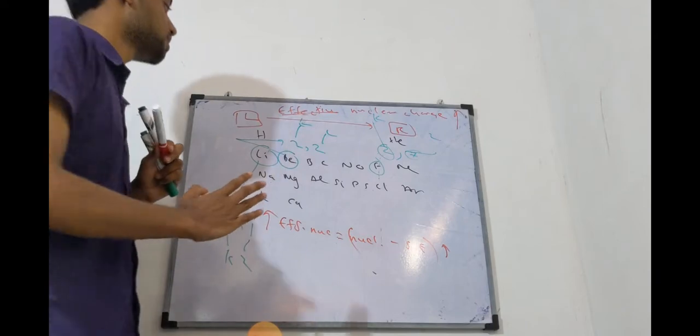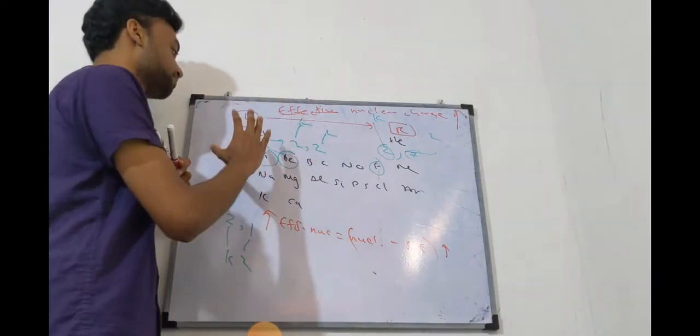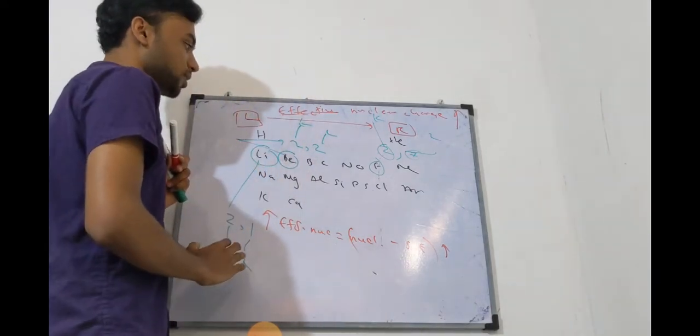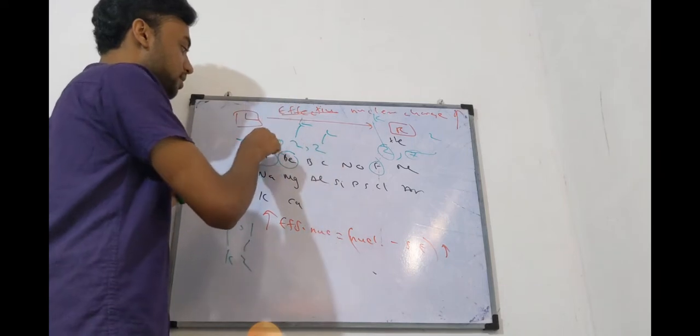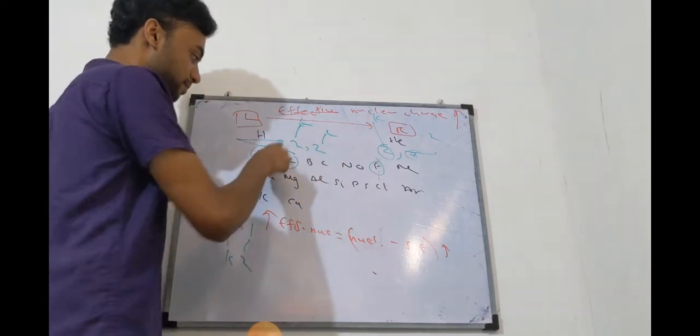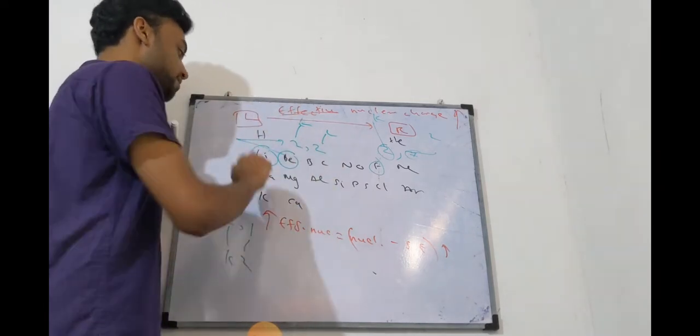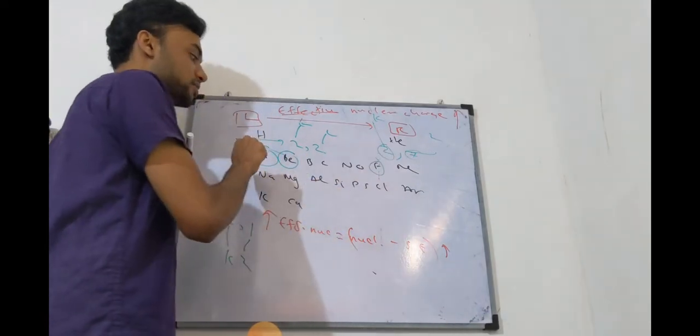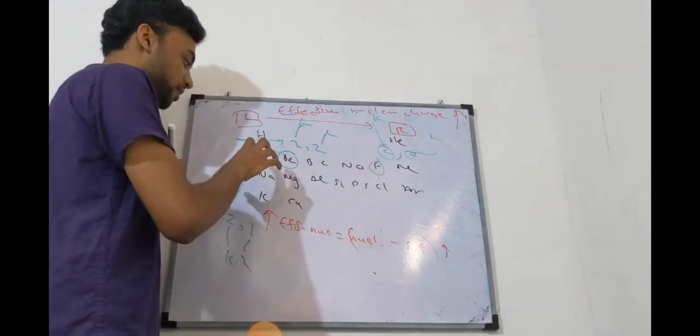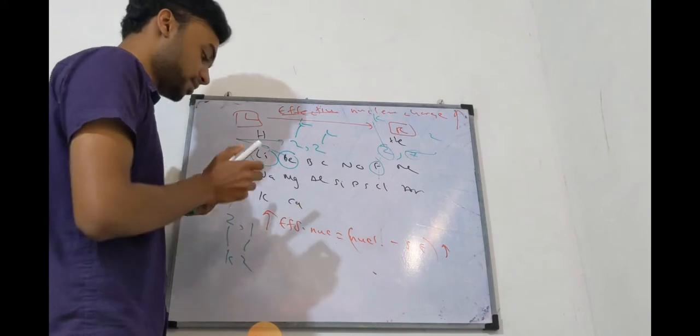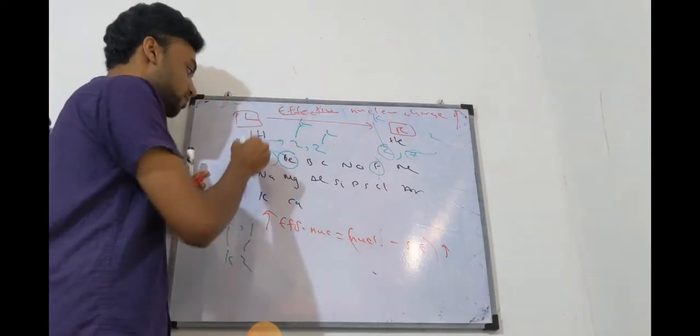Next point. If you consider groups, now these are groups. What are periods? Horizontal rows are periods, and vertical columns are groups. What happens down the group?